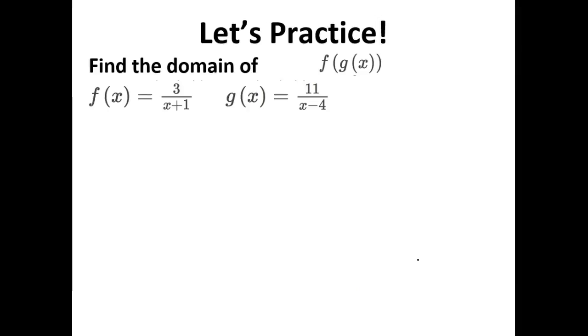How about this one? For the function f of x, the set of directions tells us whatever we put in to do it plus 1 under 3. For g of x, the directions tell us for whatever we put in here, we're going to subtract 4 and then do 11 over that. So when we find f of g of x, we are putting x into the set of directions for g. When we do that, we take it, subtract 4 under 11. That would be this part right there.